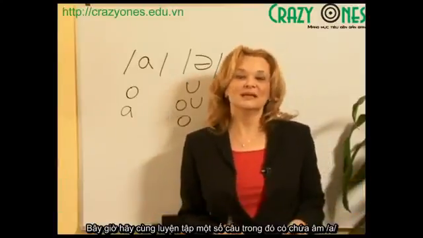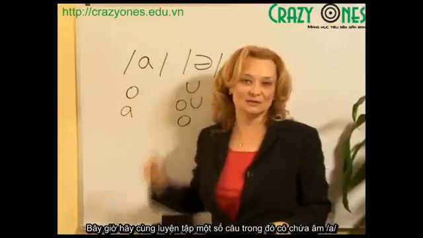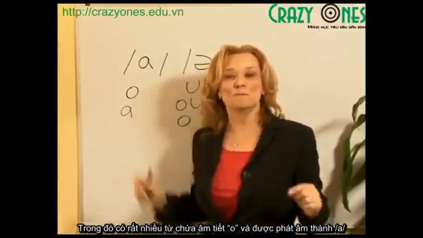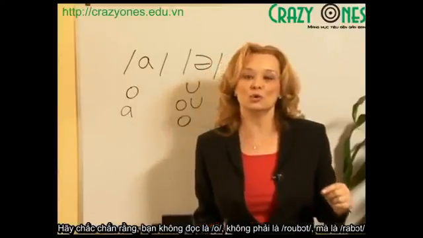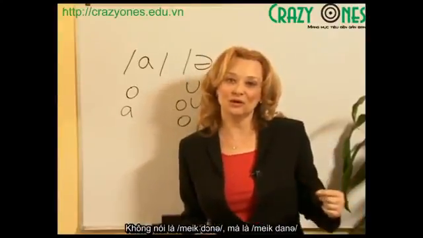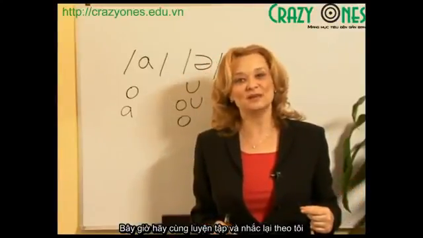All right, let's practice some sentences now that contain the ah sound. Many of these words are going to be spelled with the letter O. Make sure that you don't say O. It's not Robert, it's Robert. It's not McDonald, it's McDonald. All right, let's practice. Repeat after me.